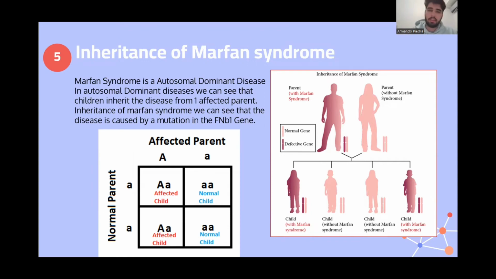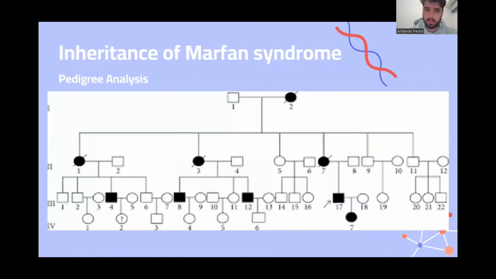And the last thing to mention is that autosomal dominant inheritance is the normal pattern of inheritance for 75% of Marfan syndrome cases. All right, so this is the pedigree I was talking about.